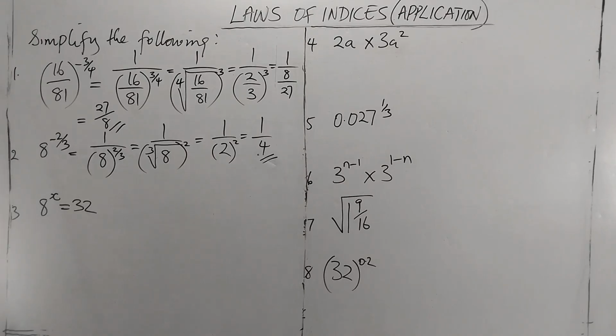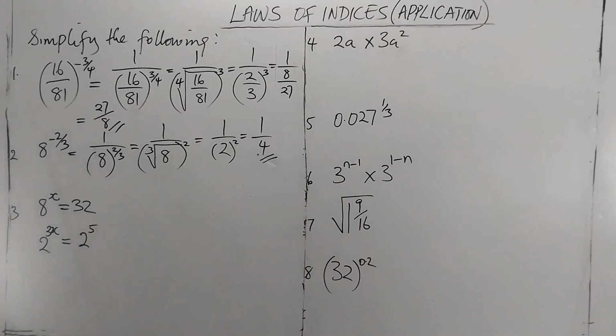Then, question number 3 says 8 raised to power x. Now we have an unknown index here. What do we do? Anytime you have a question with an unknown index, what you need to do is see how you can simplify the numbers, both sides of the equation, bring them down to a common number. 8 and 32, we can simplify to a common number, which is 2. So if you simplify 8 with respect to 2, that will give you 2 raised to power 3x, and reducing this to that level will give you 2 raised to power 5.